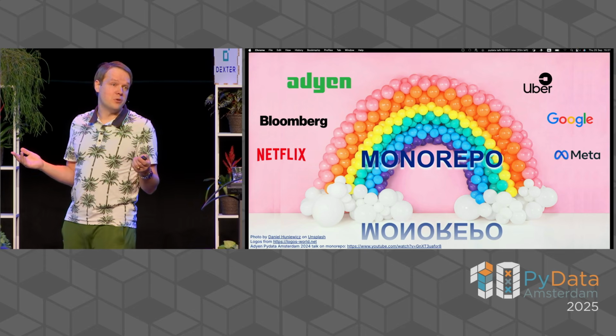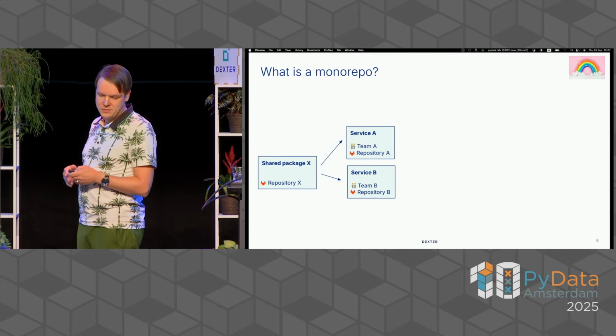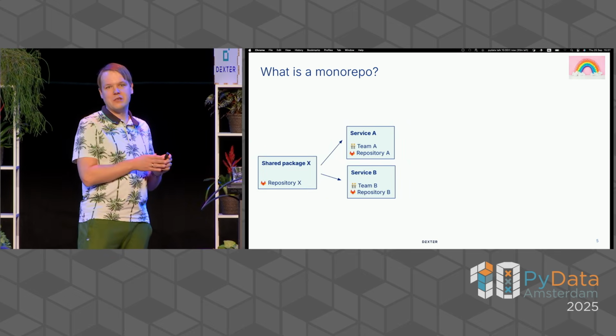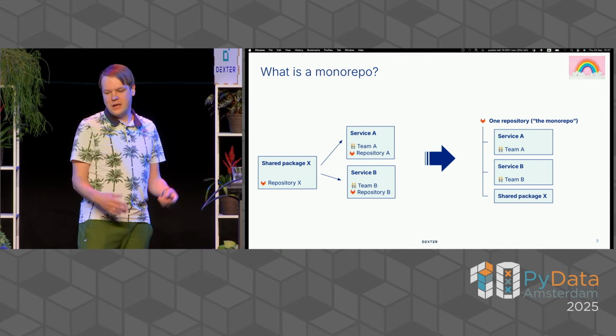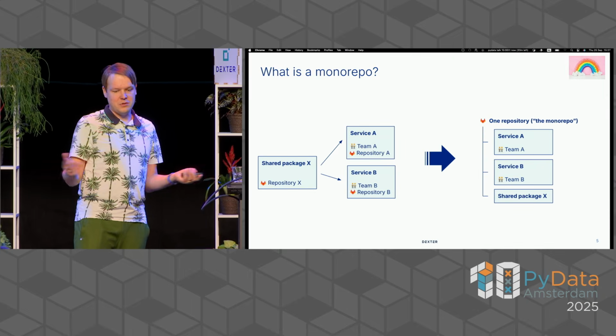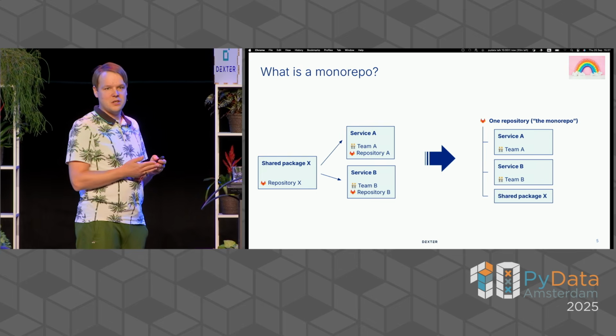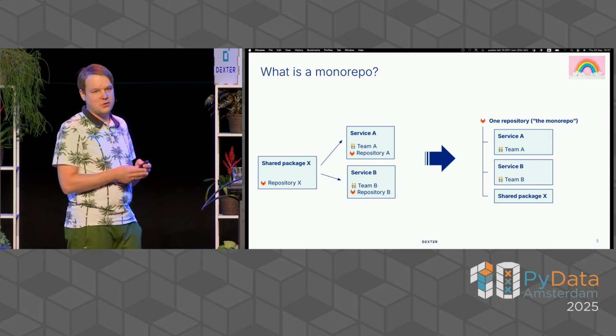But what is a monorepo then, actually, just to get everybody on the same page? This is the situation we had before, right? So what would that look like in a monorepo? Well, there you would have only one repository that now houses the code for two teams and also the shared package. So, yeah, a very different setup.